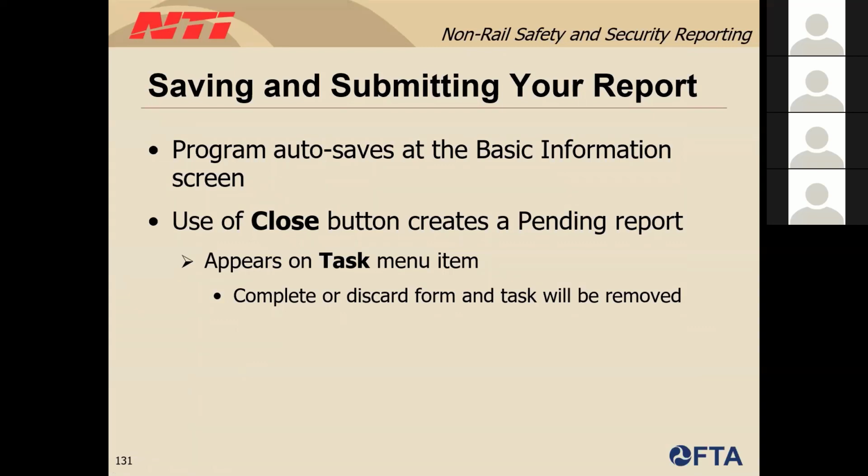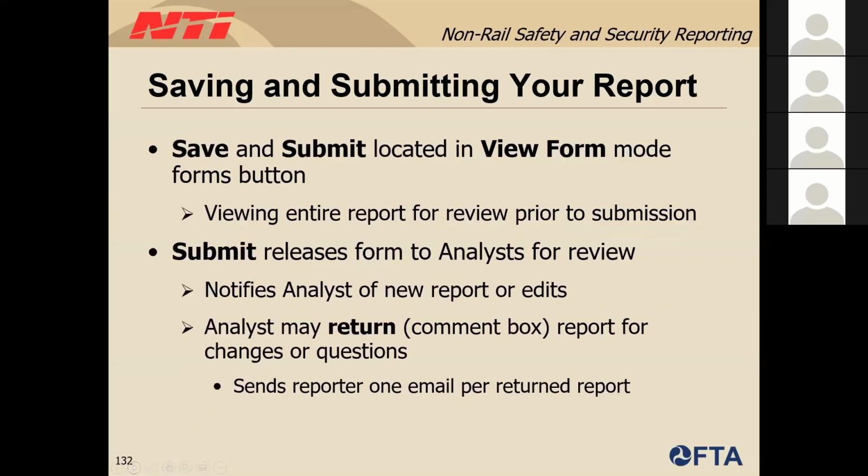Just click on the task and the system will return you to the screen you were on when you closed the report. Complete the report and then save and submit, or if you no longer need the report, you may choose to delete it instead. Save and submit options appear when you are in the view form mode. This screen allows you to review the entire report prior to submission. Once you click on the Save button, the report is saved and then given an event number at the top of the report. The report stays open so you may review it.